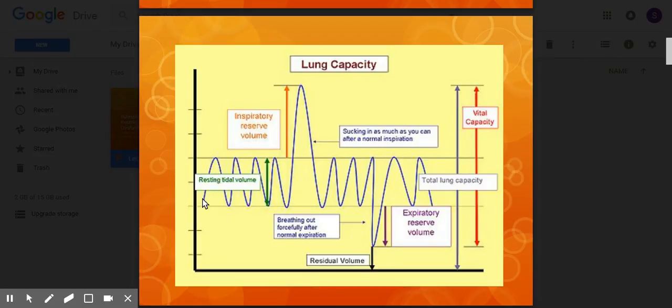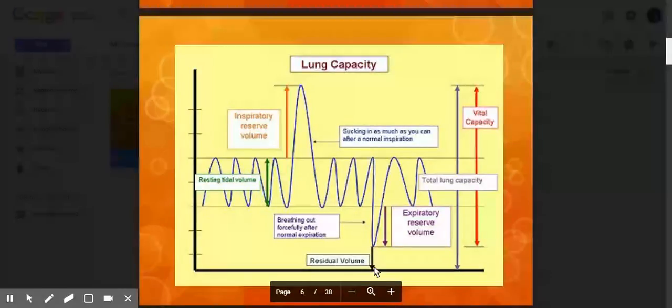So again, as review, you have tidal volume, inspiratory reserve volume, and expiratory reserve volume. The final volume is residual volume, which is the air that's left in the lungs following exhalation of the maximum amount of air voluntarily.